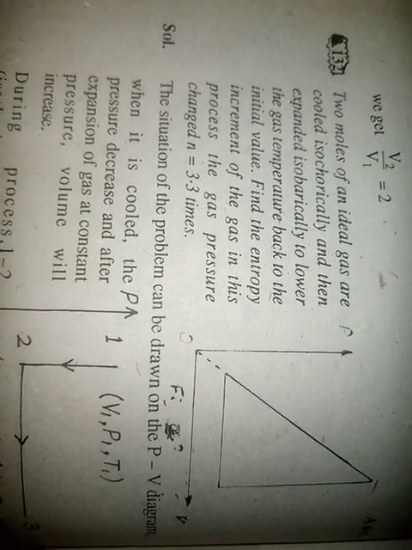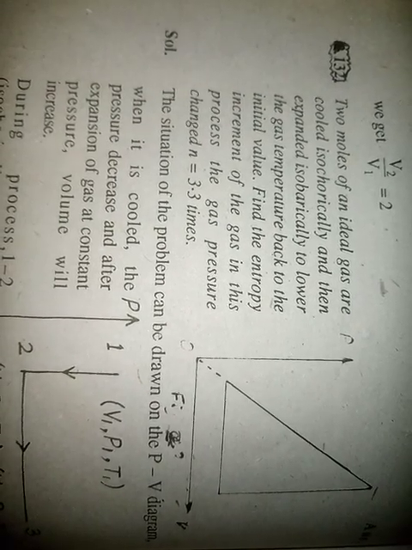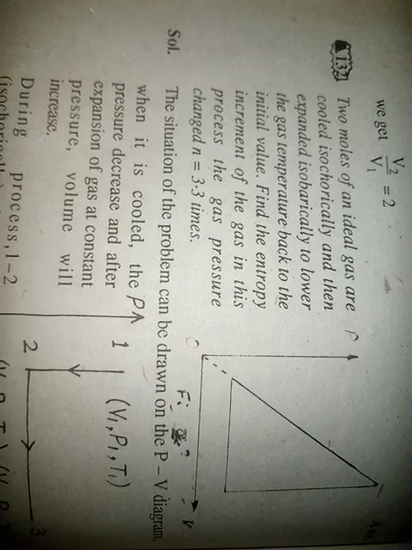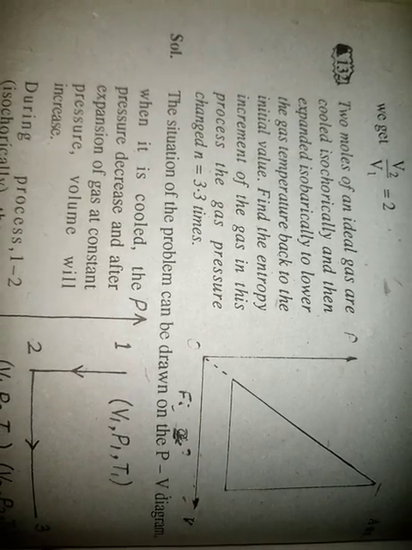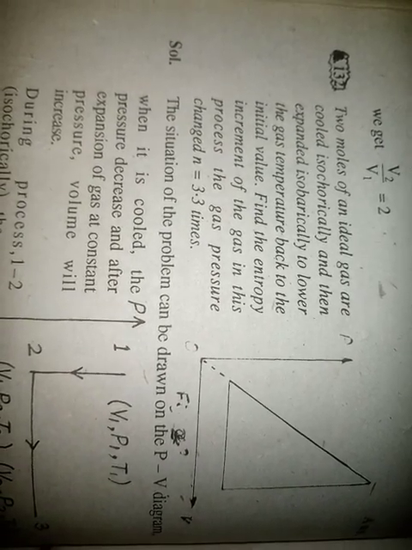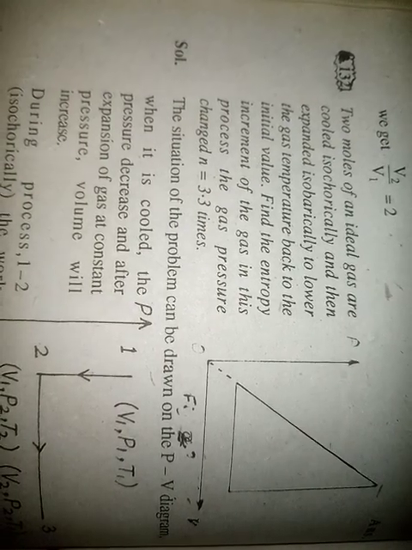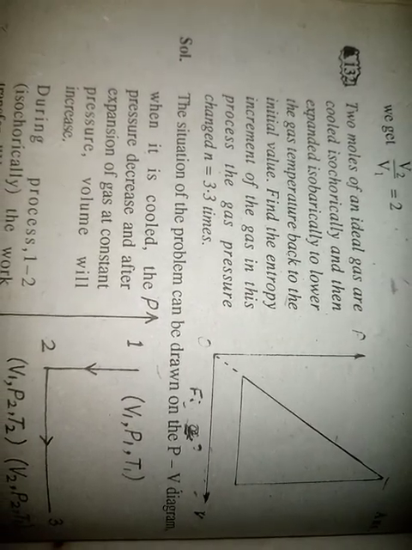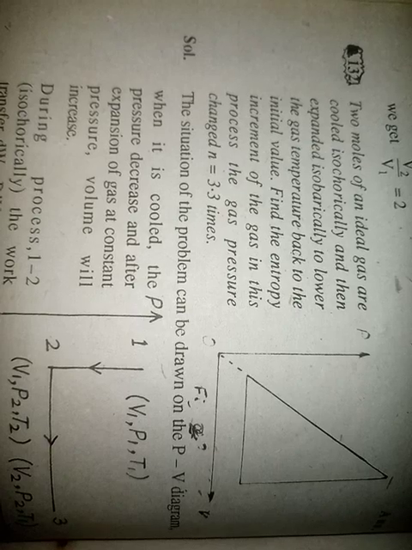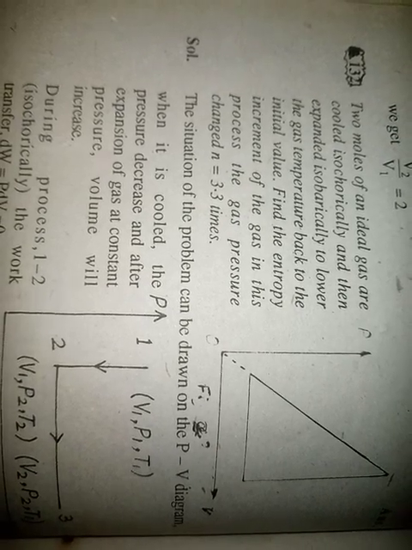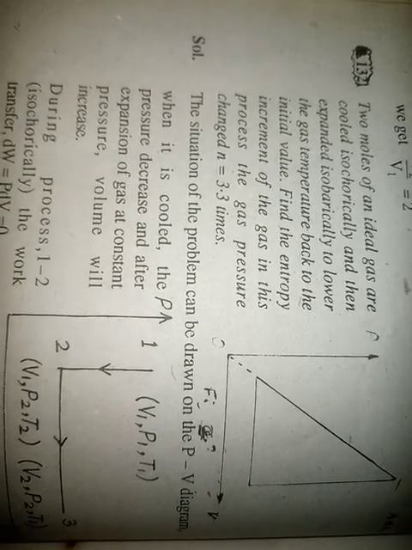Two moles of an ideal gas are cooled isochorically and then expanded isobarically to lower the gas temperature back to the initial value. Find the entropy increment of the gas in this process. The gas pressure changed N equals 3.3 times.